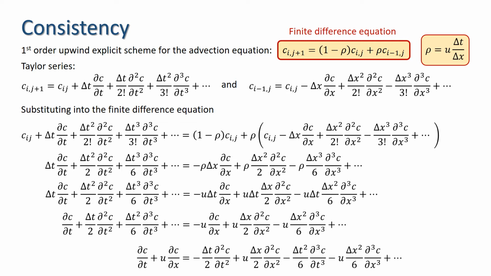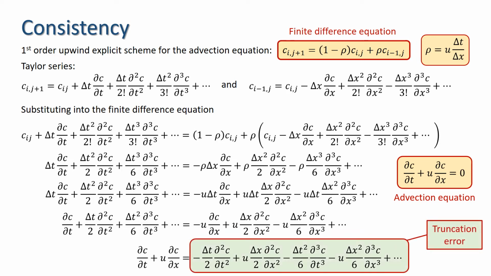Now, if we remind ourselves of the problem we're trying to model, the advection equation states that dc by dt plus u dc by dx equals 0. Thus, the right-hand side of the equation we have generated is the truncation error of the numerical scheme. It's a measure of the difference between the advection equation and the finite difference scheme.